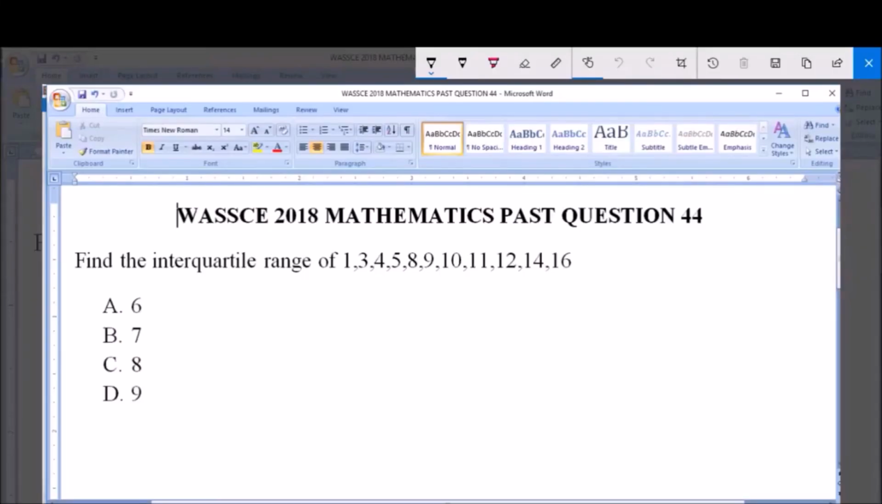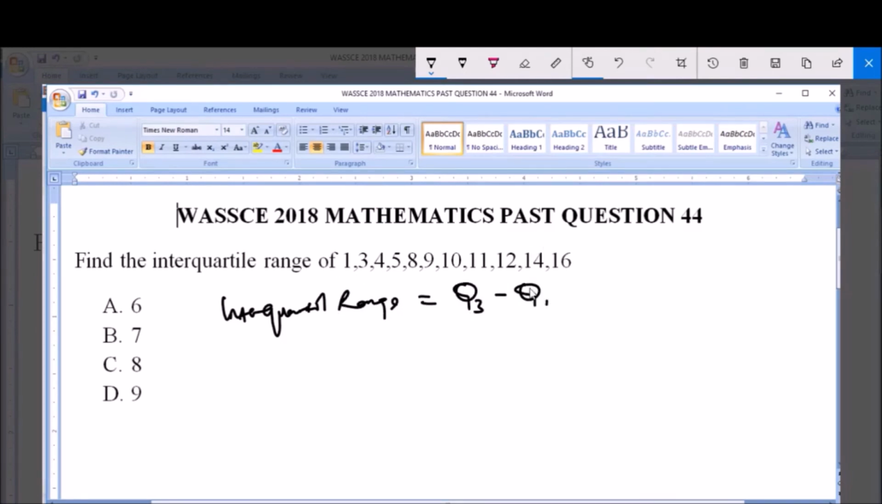Good day and welcome. I'll be answering WASSCE 2018 Mathematics Past Question 44. Find the interquartile range of 1, 3, 4, 5, 8, 9, 10, 11, 12, 14, and 16. So we are asked to find the interquartile range of this set of numbers. Now, interquartile range is equal to the third quartile minus the first quartile.